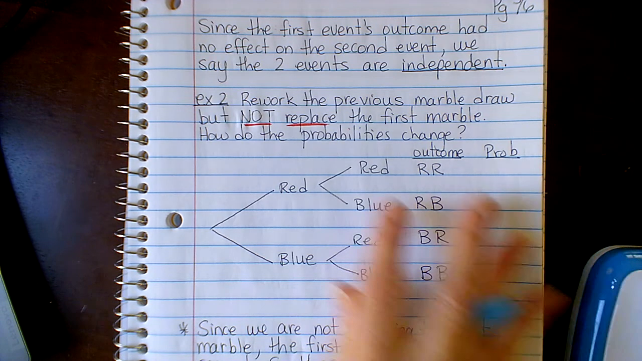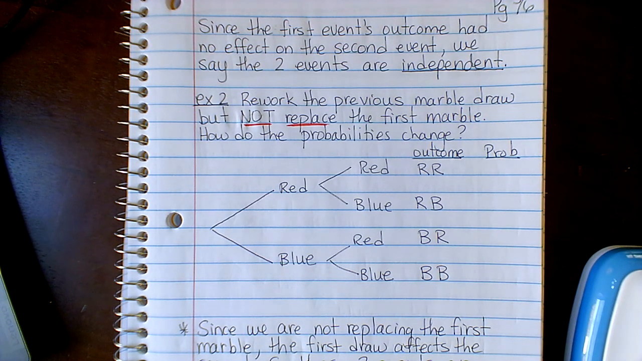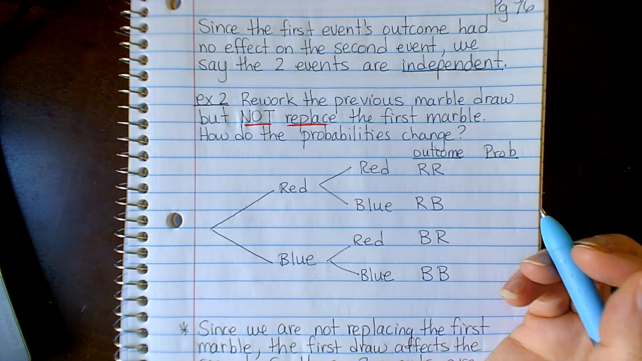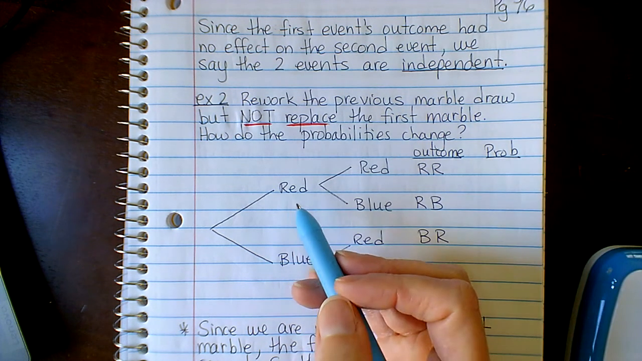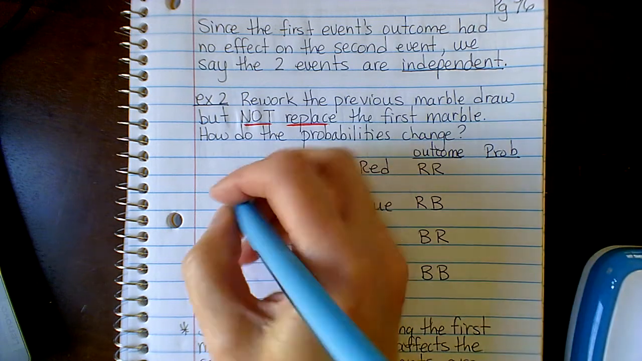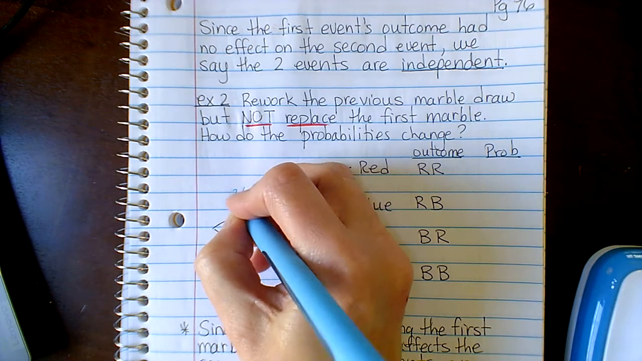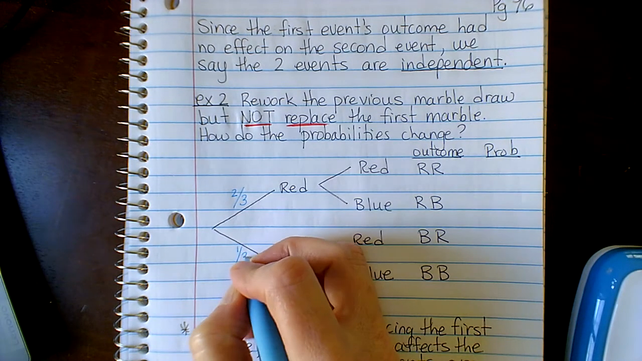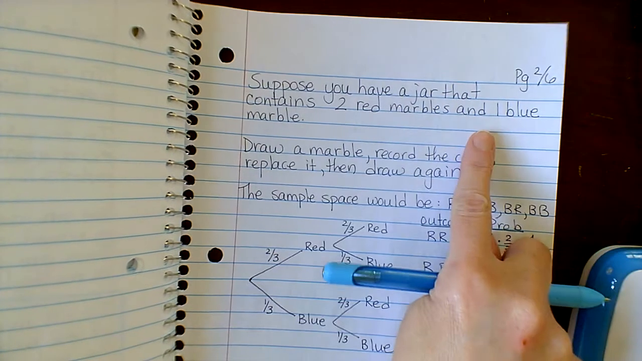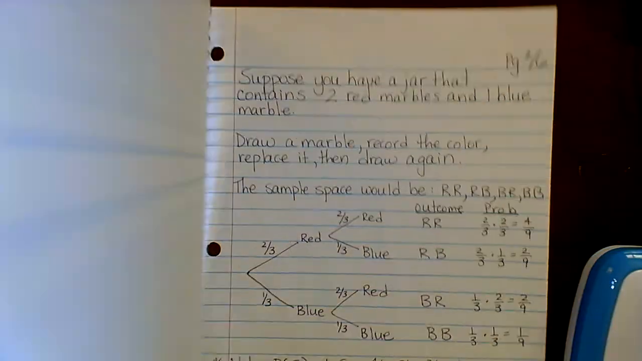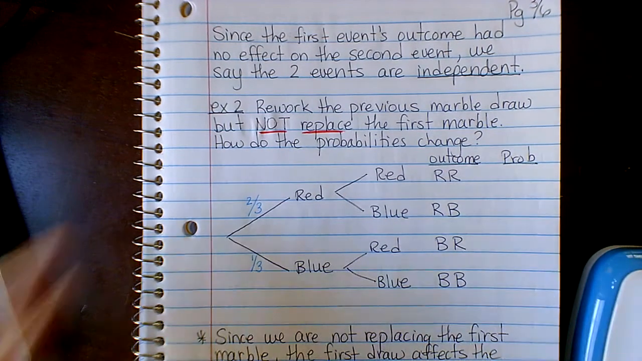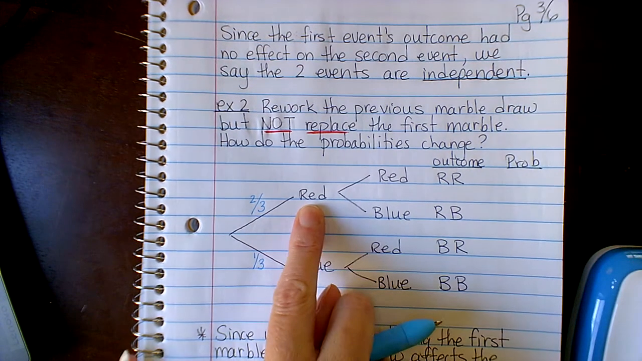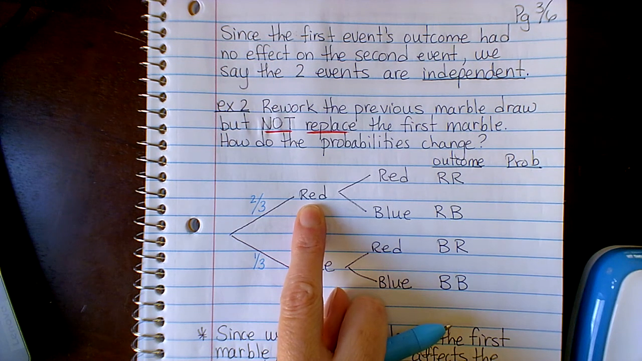So I didn't list the probabilities on this one. I redrew the tree and the outcomes, but we're going to do the probabilities together. All right, so there's still 3 marbles, 2 of which are red. So we still have a 2/3 probability for red and a 1/3 of blue. This is still the same scenario as that previous one. 2 red, 1 blue. But here's the thing. This tells me I drew a red and did not put it back. So I have 1 less red.